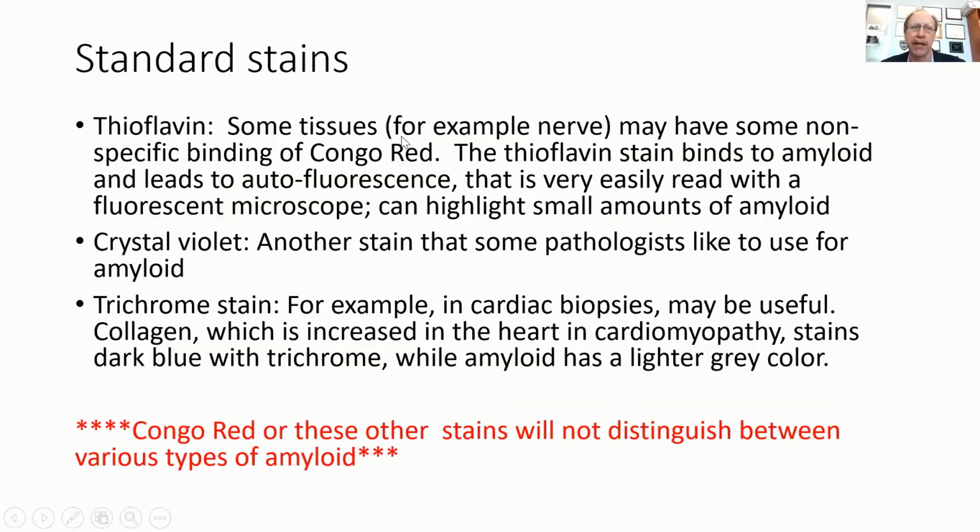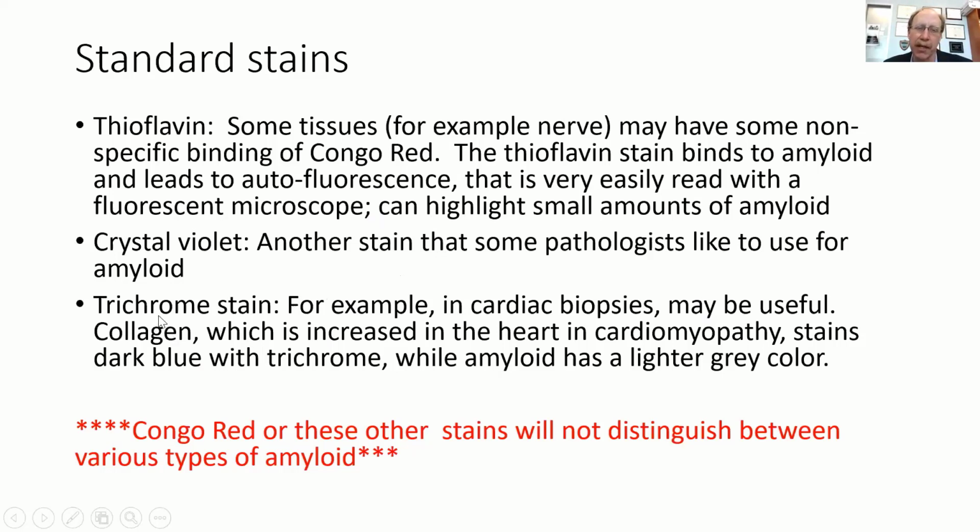There are some other standard special stains that we like to use. I oftentimes will get a thioflavin stain if I suspect that maybe there's a little bit of amyloid that's not immediately obvious. Also, our neuropathologists like to use this for nerve biopsies because nerves tend to non-specifically bind the Congo red, and it makes background staining. It produces autofluorescence, and you just read it under a fluorescent microscope, and it will highlight very small amounts of amyloid. Crystal violet is another standard stain people may use.